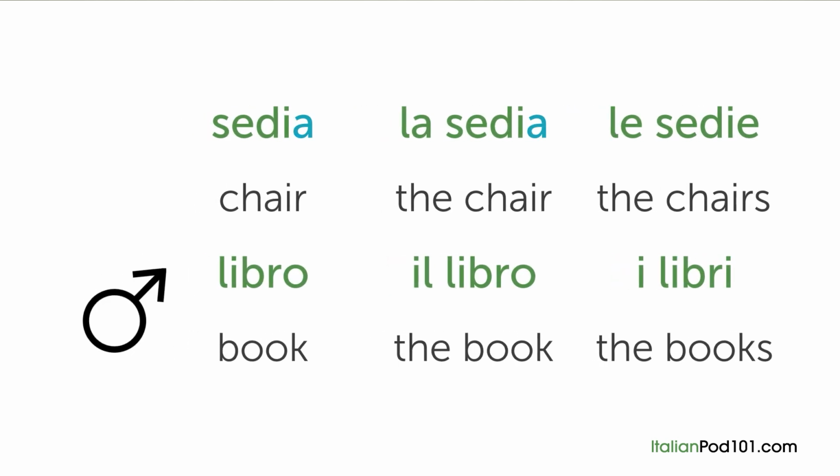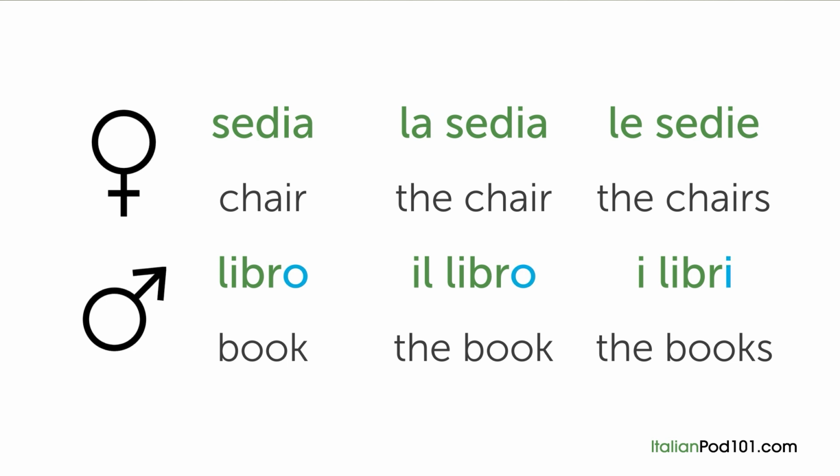If a noun ends with A in the singular and E in the plural, it's usually feminine. For example, sedia, meaning chair, ends with an A, so it's feminine. La sedia. In the plural, le sedie. Libro, meaning book, ends with an O, so it's masculine. Il libro. And in the plural, i libri, ending with an I.